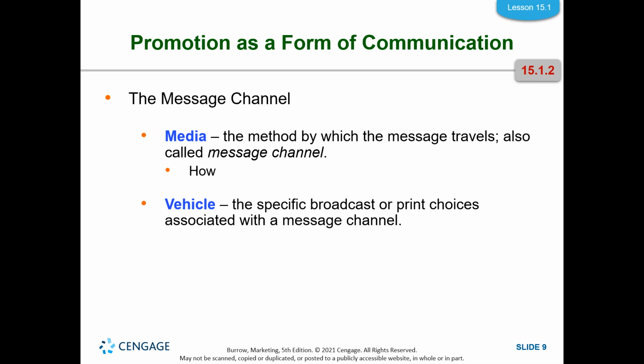Alright, so the message channel, definition of media, the method by which the message travels, also called the message channel. So that's the how. And then definition of vehicle, in terms of the message and form of communication, is the specific broadcast or print choices associated with a message channel.